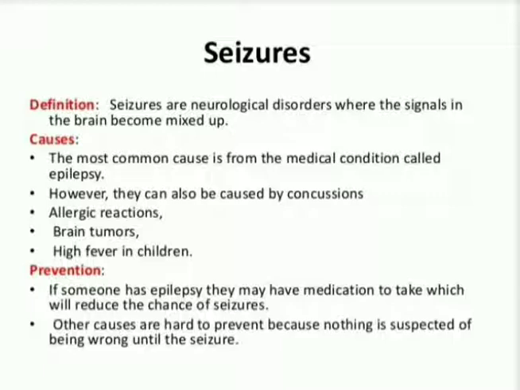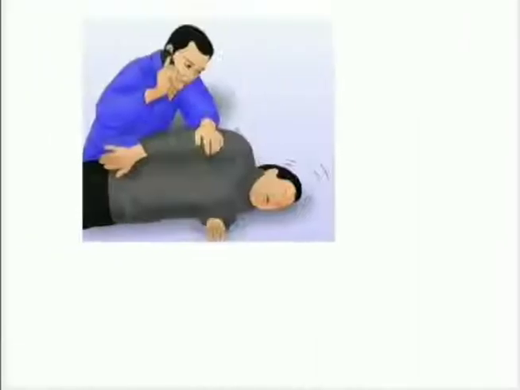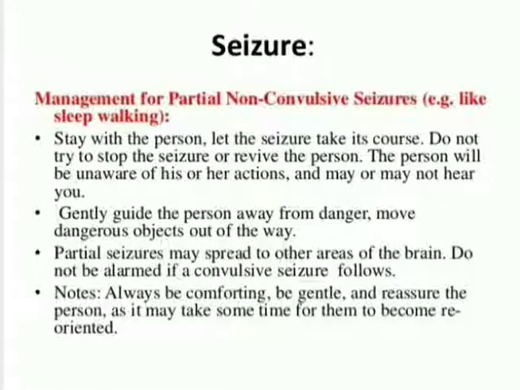Other causes are hard to prevent because nothing is suspected of being wrong until the seizure. Seizures are neurological disorders where the signals in the brain become mixed up. This is seizures. Now the management: stay with the person and let the seizure take its course. Do not try to stop the seizure or restrain the person. The person will be unaware of his or her actions and may or may not hear you. Gently guide the person away from danger and move dangerous objects out of the way. Partial seizures may spread to other areas of the brain.